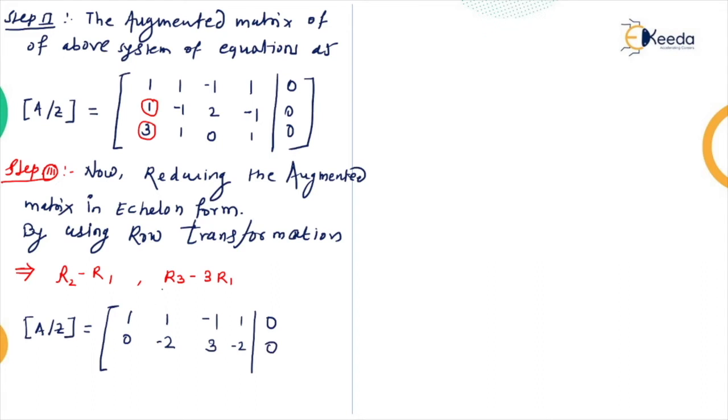Now next we have to change in R3. R3 changes as R3 minus thrice R1, which means the third row's first element is 0. Next we get here again -2, again 3, again -2, and here a 0. You observe that when we perform this type of operation, rows R2 and R3 change.